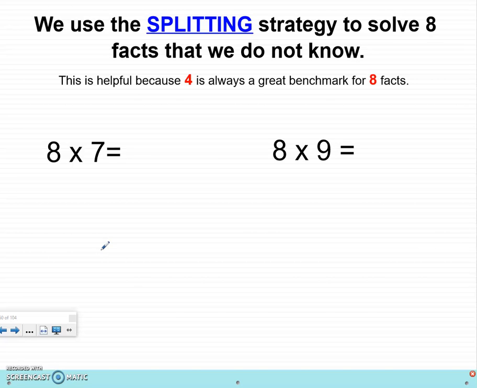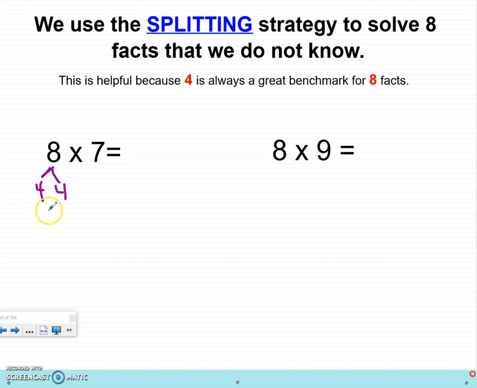So here you can see I have the fact 8 times 7. That's a pretty tough fact. And there aren't a lot of great benchmark facts aside from splitting that a student could use to solve this. So if a student didn't know 8 times 7, they could split the 8, pardon my number bond, into a 4 and a 4.